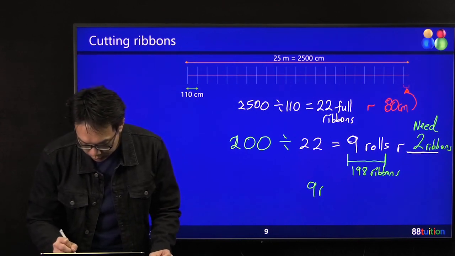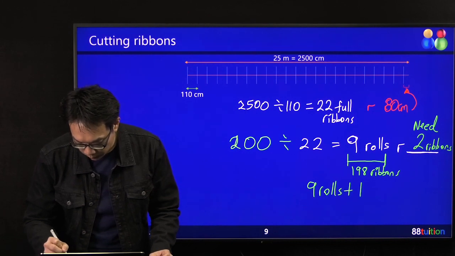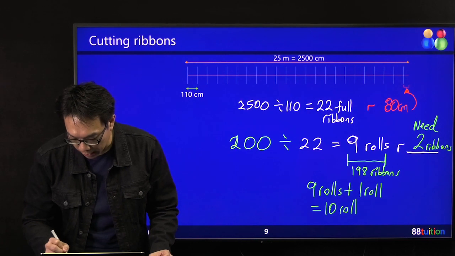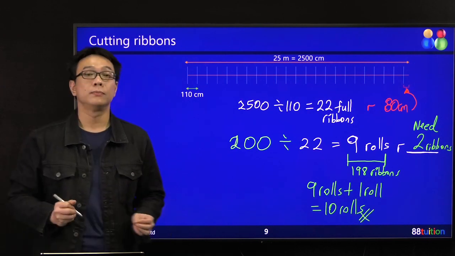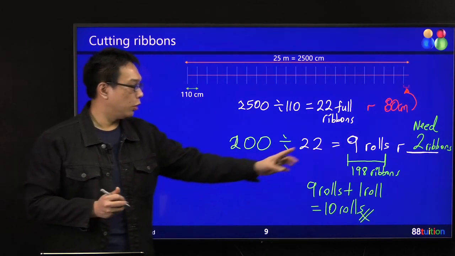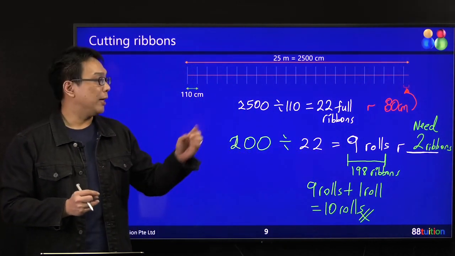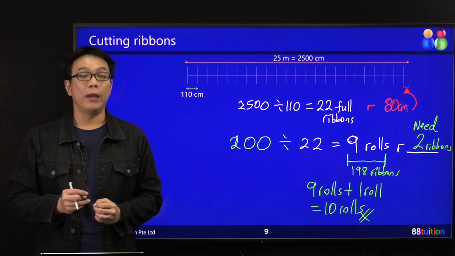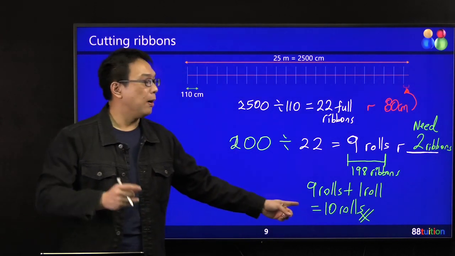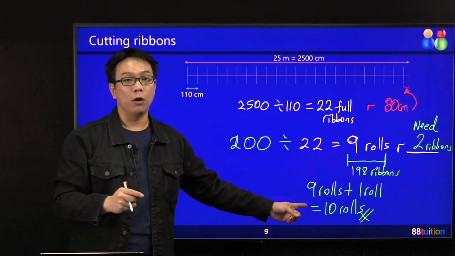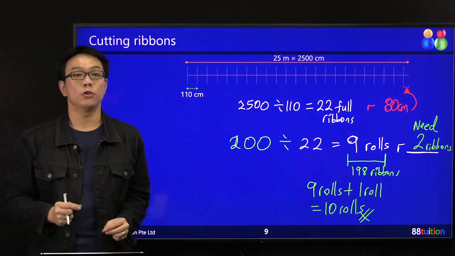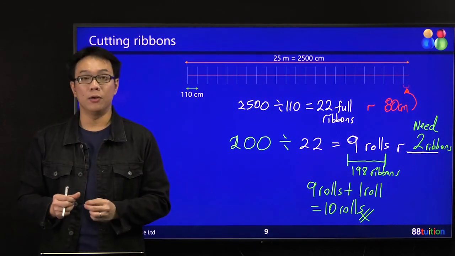9 rows, you need to plus another 1 row in order to give you your 10 rows. It's always good to have extra than to have less. Okay? So these 9 rows only give you 198 ribbons. You need 2 more ribbons. And what you're going to do with it? You're going to buy another row in order to have 10 rows so that you can have your 200 ribbons.